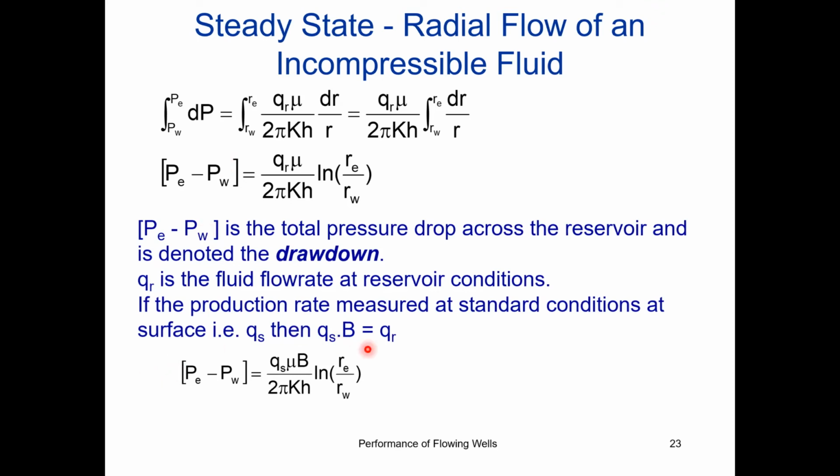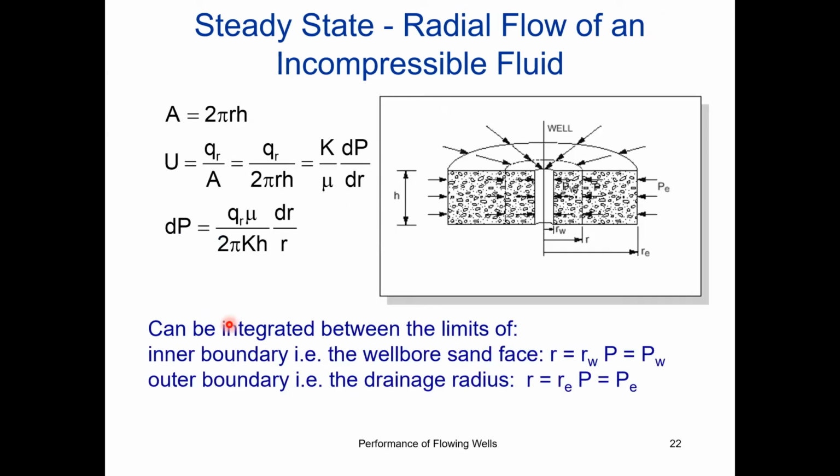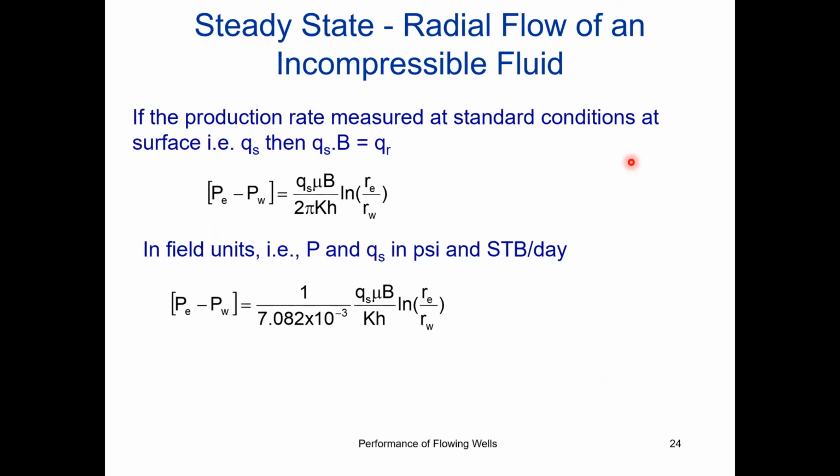So we can write this equation. But we don't have anything to measure PE, because PE means pressure here. But we can measure average pressure. Close the valve, we get average pressure. But we don't have a well to measure at the boundary. So that's why we can simplify it.